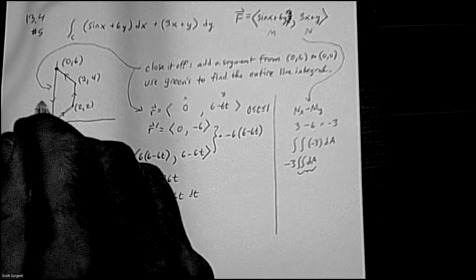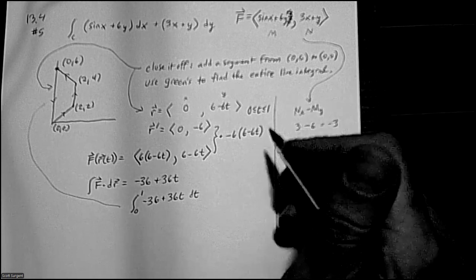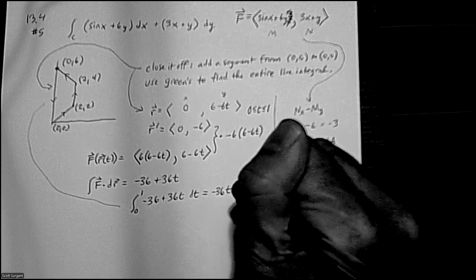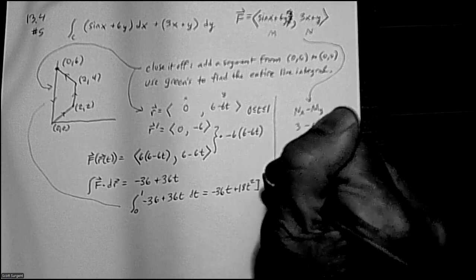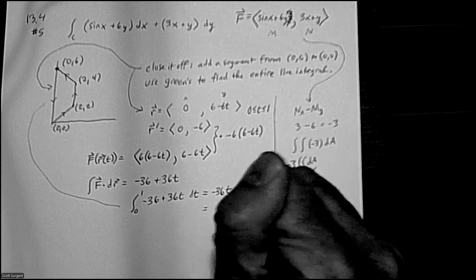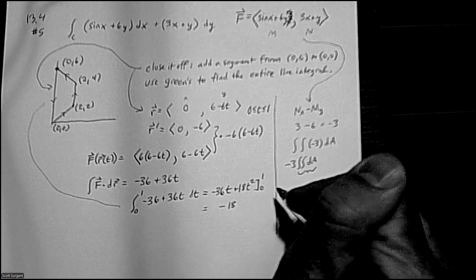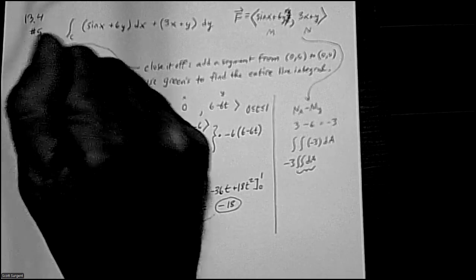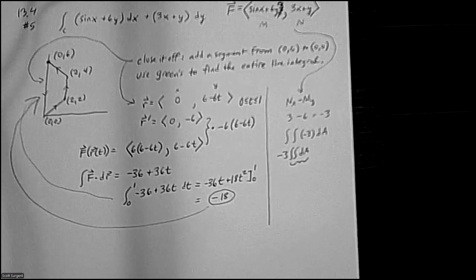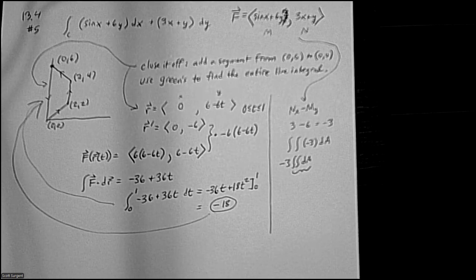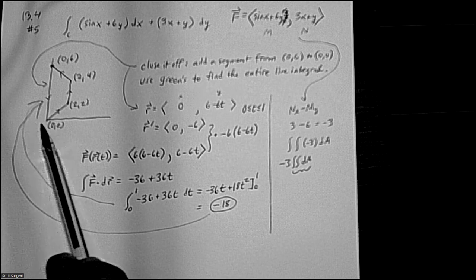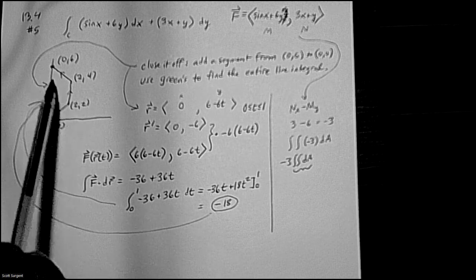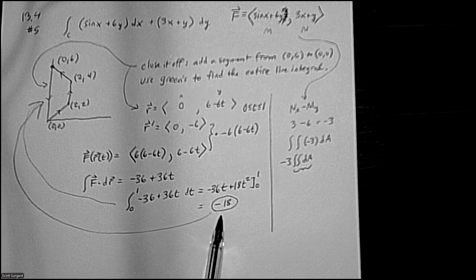Okay, so again, I'm still working on this path here. Let's work it out. I get negative 36t plus 18t squared. Bounds are 1 and 0. When I plug in a 1, I get negative 36 plus 18, which is negative 18. And 0 just drops out. So that's the answer for this line integral right here. If you think this is a lot of work, it's actually not, because if we were to do this the long way, you'd be setting up 3 of these. You'd probably be at this for about a half hour. So this segment here has a line integral of negative 18.